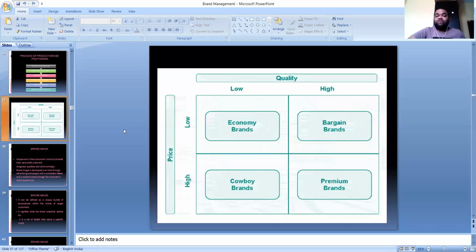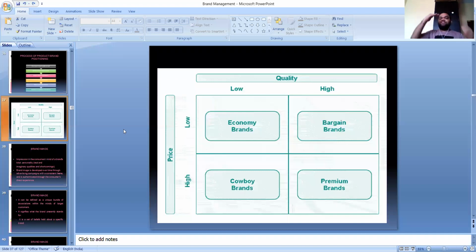Coming to the last one, a very, very important one, the premium brands. What are premium brands? The quality is high and the price is also high. Both are high, so we define them as premium brands. See, if you look here: low price, low quality; high price, high quality.